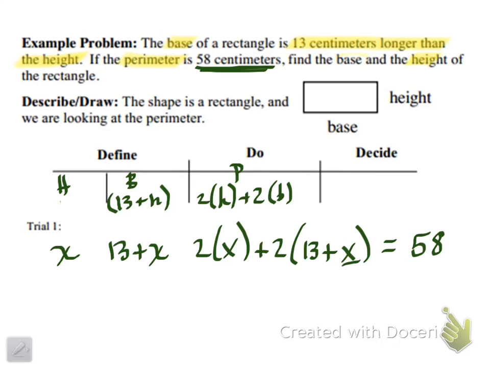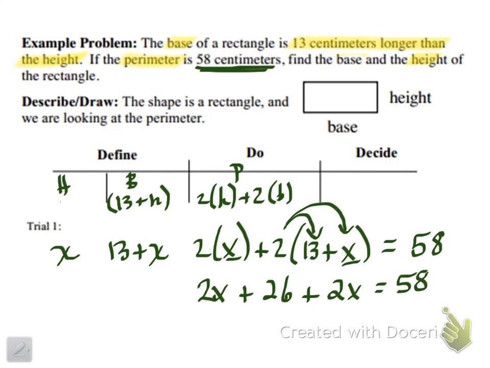So now we can solve for x to see exactly what that would be. So 2 times x, 2x. Here we use the distributive property. 2 times 13 is 26 plus 2 times x, which is 2x, and that equals 58. 2x plus 2x we know is 4x. We keep our 26 equals 58.